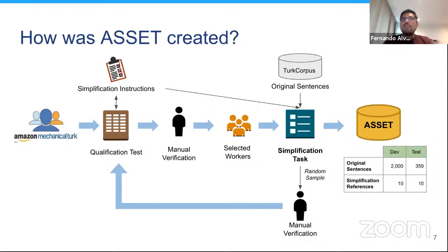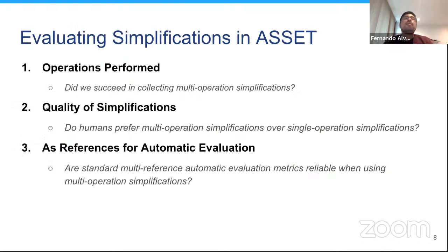However, how do we make sure that we obtain the actual goal that we had in mind, multi-operation simplifications that theoretically should be better than the single operation simplifications that we had before? So we evaluated the simplifications in our data set on 3 criteria. First, the set of operations that were performed. Basically, did we succeed in collecting multi-operation simplifications?